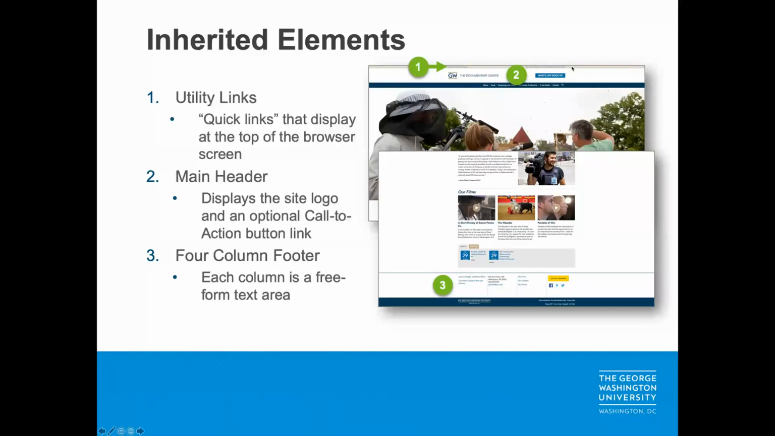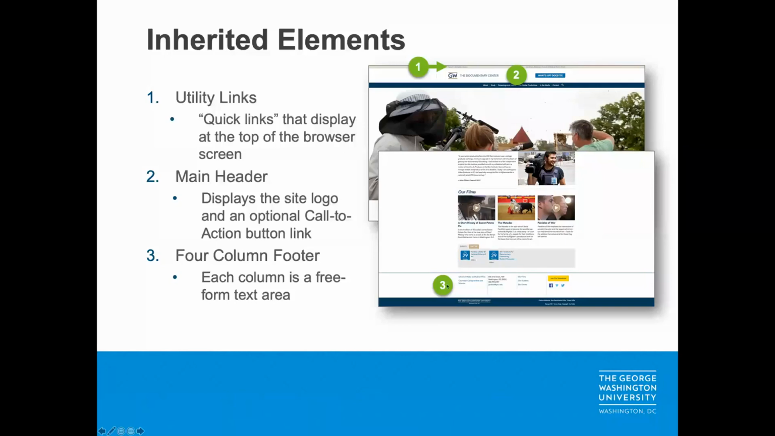Beneath your utility links is the main header of your website. So this will display your site's logo or brand and an optional call to action button, which is completely customizable. It doesn't have to display at all if you don't want to, but if you do, you can customize what that button says and what it links to, completely up to you. So it's really about identifying the site owner, and then if there's an overarching action that you want your users to take, and you want that action to be available across your whole website, you have that optional call to action button that you can place there in the header of your website.